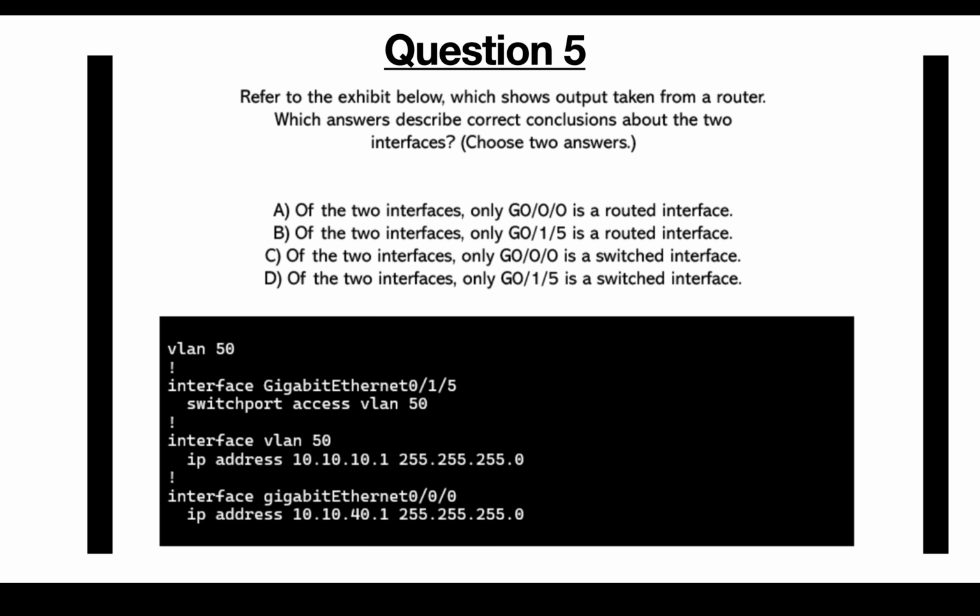Right, question number 5. Refer to the exhibit below, which shows output taken from a router. Which answers describe correct conclusions about the two interfaces? Let me quickly read out the exhibit. VLAN 50, interface GigabitEthernet 0/1/5, switchport access vlan 50, interface VLAN 50, IP address 10.10.10.1, 255.255.255.0, interface GigabitEthernet 0/0/0, IP address 10.10.40.1, 255.255.255.0.